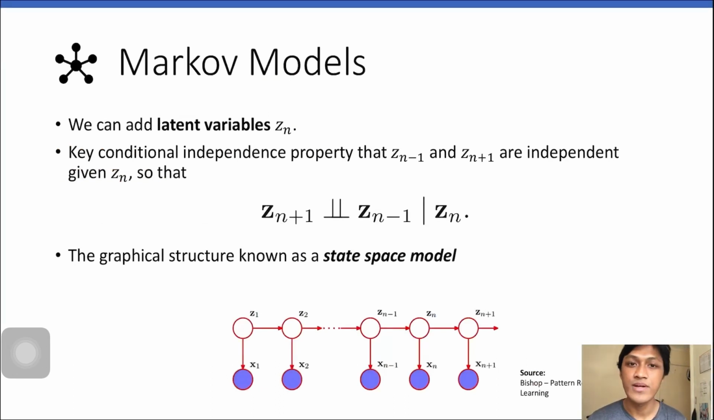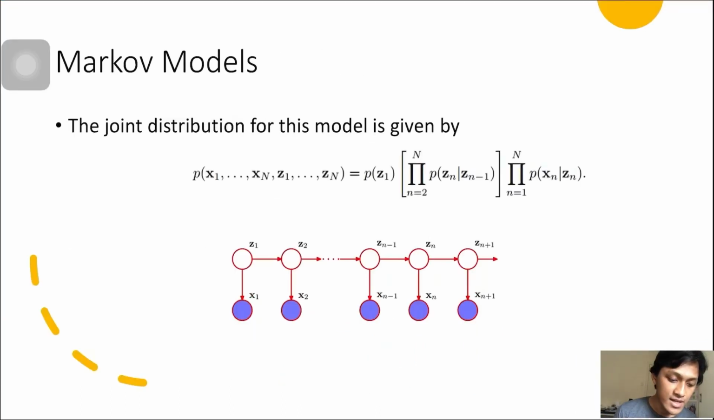Suppose we wish to build a model for a sequence that is not limited by the Markov assumption at any order, but can be specified with a limited number of parameters. So we introduce latent variables Zn to permit the model to be constructed out of simple components for its observation Xn. It also satisfies the key conditional independence property that Zn-1 as well as Zn+1 are independent given Zn. Following this, we can see the graphical structure known as the state space model. From the latent variables, the joint distribution is given by this formula.